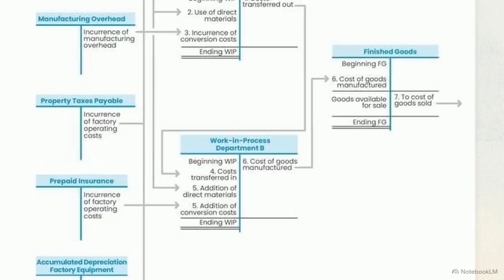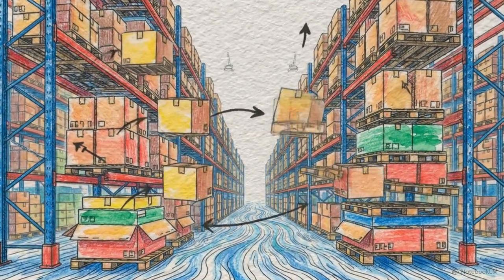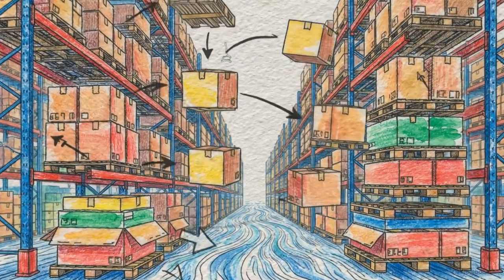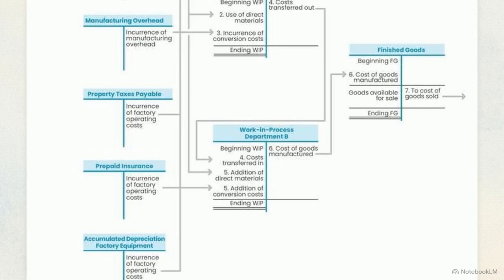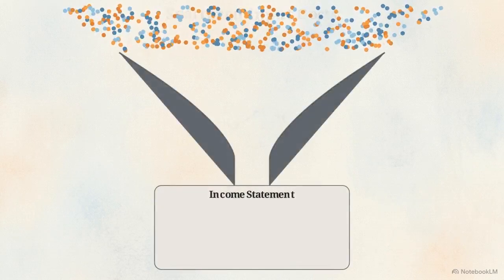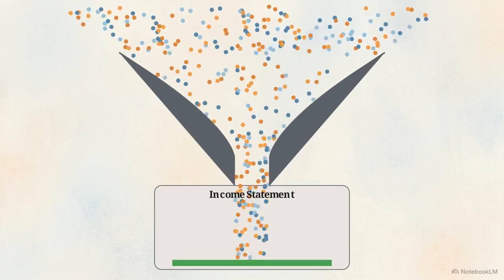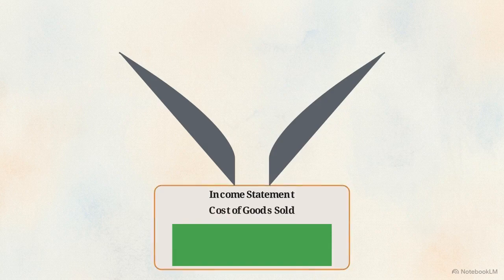When processing is completely finished in this final department, all of those accumulated costs are transferred out to the finished goods account. This finished goods account represents the total averaged cost of complete, sellable inventory currently waiting in the warehouse. The final financial trigger occurs when a customer purchases the product. The costs are then transferred out of finished goods and into cost of goods sold. This sequential structure allows massive operations to take millions of scattered input costs and cleanly funnel them into a single, accurate figure on the income statement.